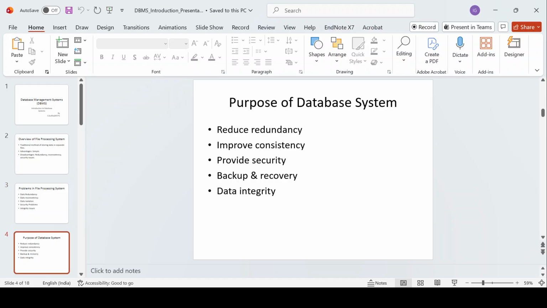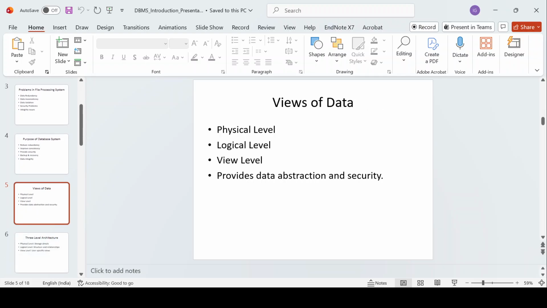So next we see the purpose of database system. So the main purpose of DBMS is to reduce data duplication, improve consistency, provide security, maintain data integrity and support backup and recovery. So next we see the views of data. So DBMS provides different views of data. So physical level shows how data is stored, logical level shows the structure of data and view level shows only the required data to users.